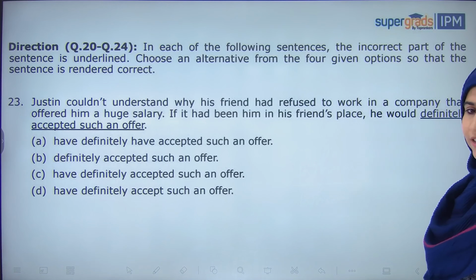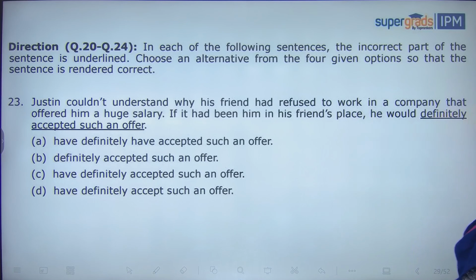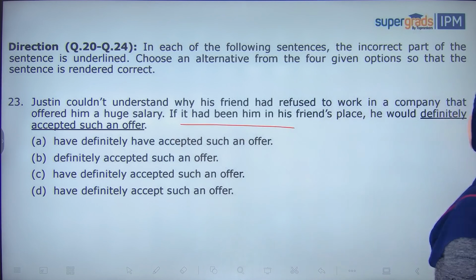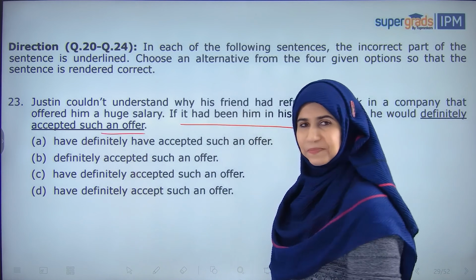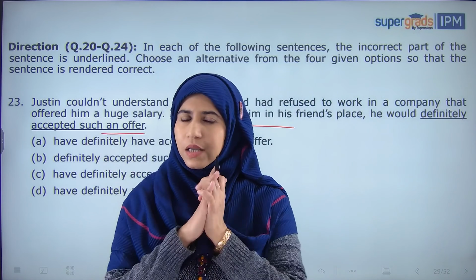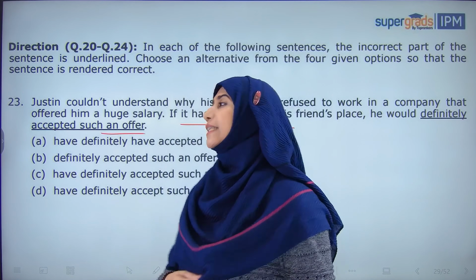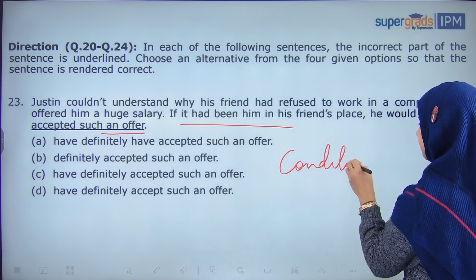Next question, question 23. Justin couldn't understand why his friend had refused to work in a company that offered him a huge salary. If it had been him in his friend's place, he would definitely accepted such an offer. Now, this is another very common question type. Class, study this really well because I've seen this coming so often. This is the topic of conditionals.